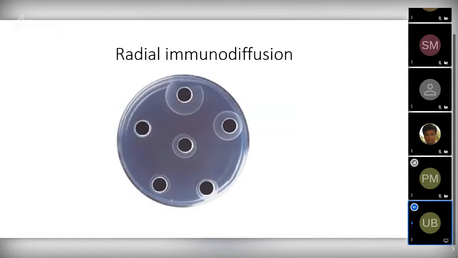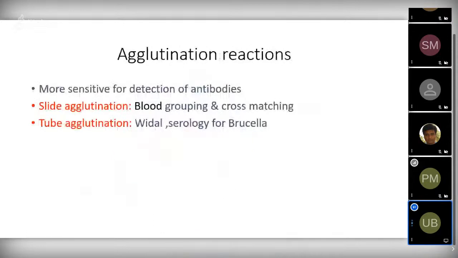This is the radial immunodiffusion, where you have the template here. In the same way, with the antibodies in the surrounding gel, the antigen will diffuse and form a zone of precipitation. And based upon the diameter, based upon the references given, you can identify or quantitate the amount of antigen in the sample. That is immunodiffusion. That is regarding precipitation reactions.